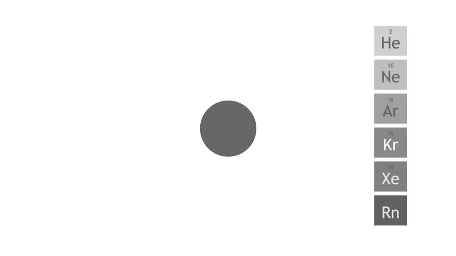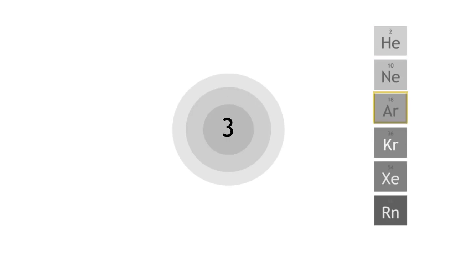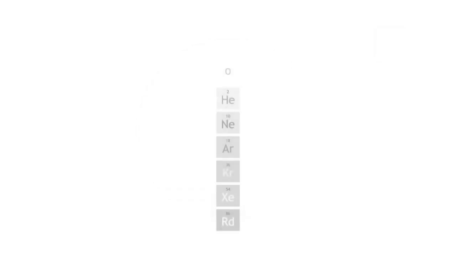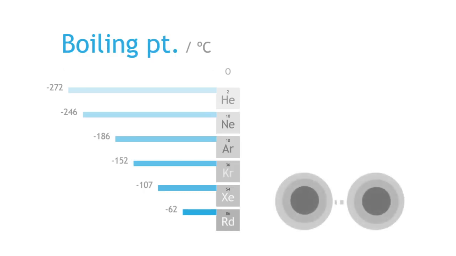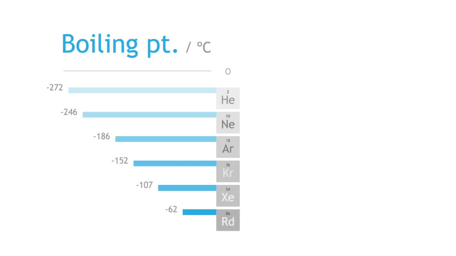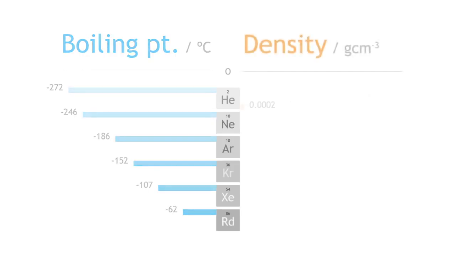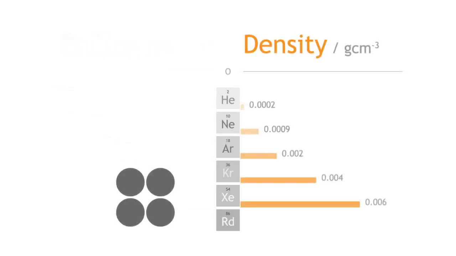Moving down the group, the number of electron shells increases by 1 shell. Hence, the further down the group, the bigger the atom. The size of the atom also affects its boiling point. These boiling points increase because intermolecular forces between larger atoms with more electrons are greater than that between smaller atoms with fewer electrons. Also, moving down, the density of the gases increases because larger atoms take up more space in a set volume.